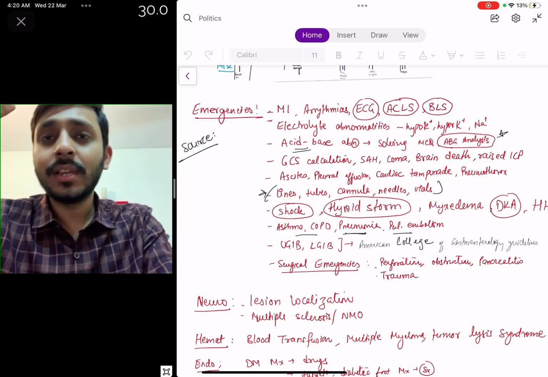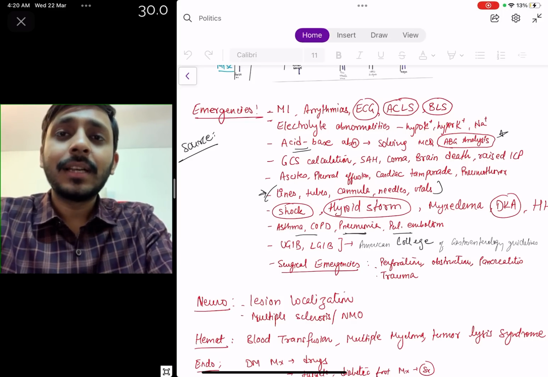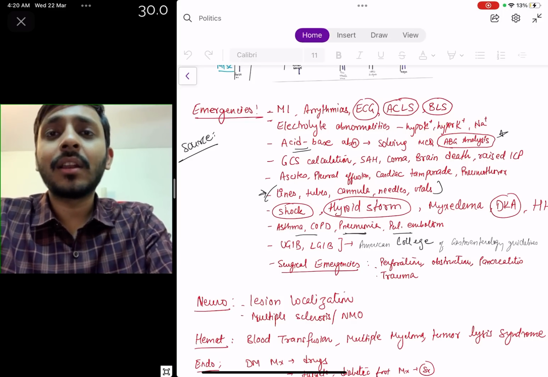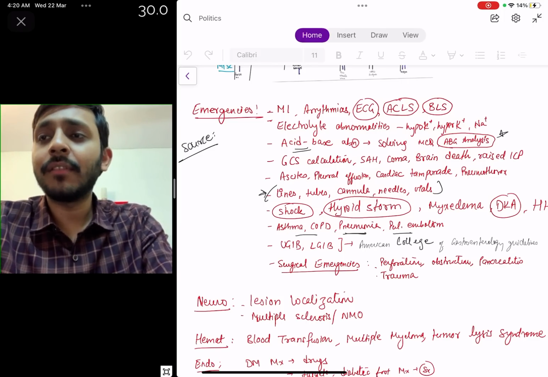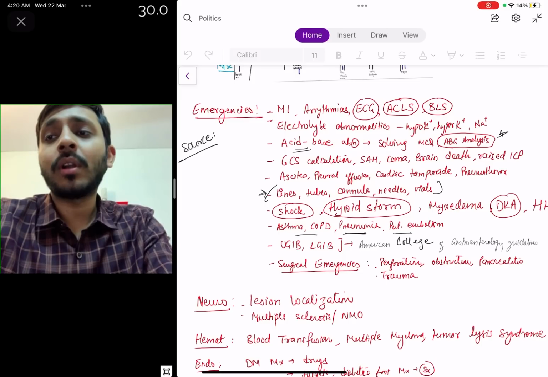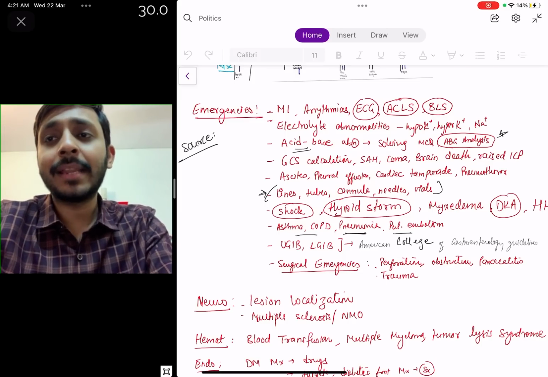Ascites and pleural effusion have been asked multiple times. Their analysis, what each finding tells you, the SAAG, low and high SAAG, has been asked multiple times. Cardiac tamponade, ECG findings, clinical findings. Pneumothorax, super important, tension pneumothorax and its management.